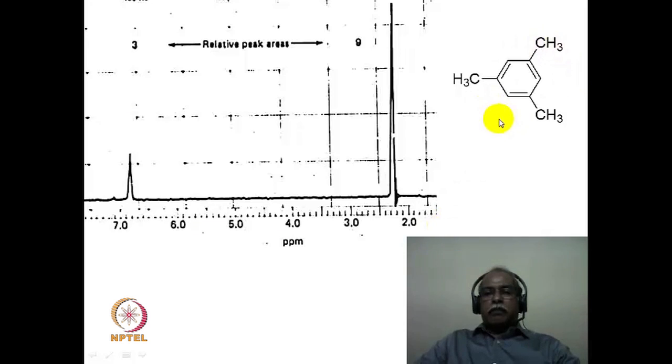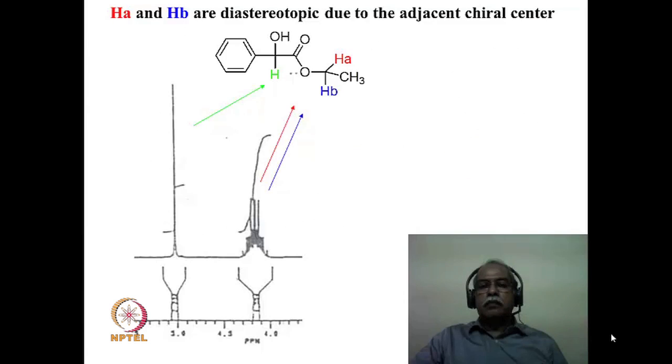This is a spectrum of mesitylene, which is 1,3,5-trimethylbenzene. 1,3,5-trimethylbenzene is a C3 symmetric molecule. So all the 3 methyl groups are identical. So the 9 hydrogen intensity that you see here for the singlet corresponds to these 3 methyl groups. And there are 3 hydrogens in the aromatic ring which are also chemically identical, and that appears as a singlet of 3 hydrogen intensity. So you have a 1:3 ratio of intensity; the area under this peak is about 1/3 of the area under the other peak, corresponding to the mesitylene structure.